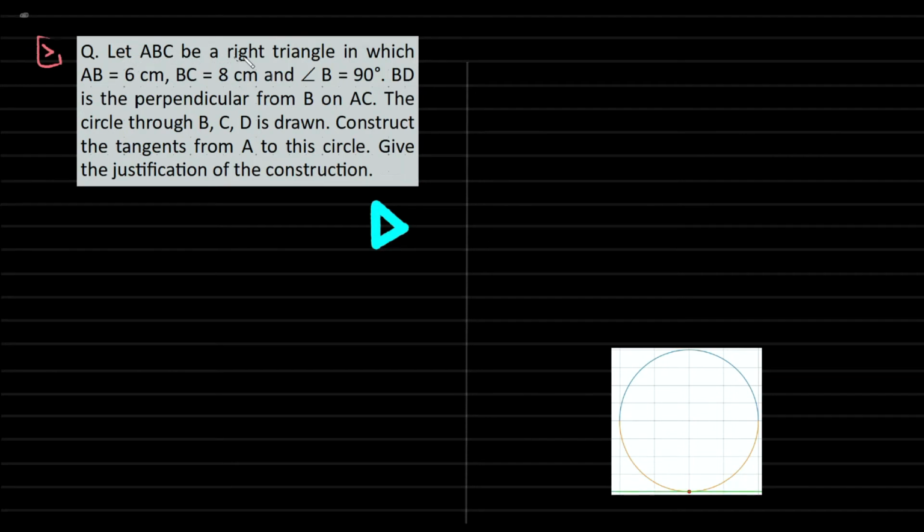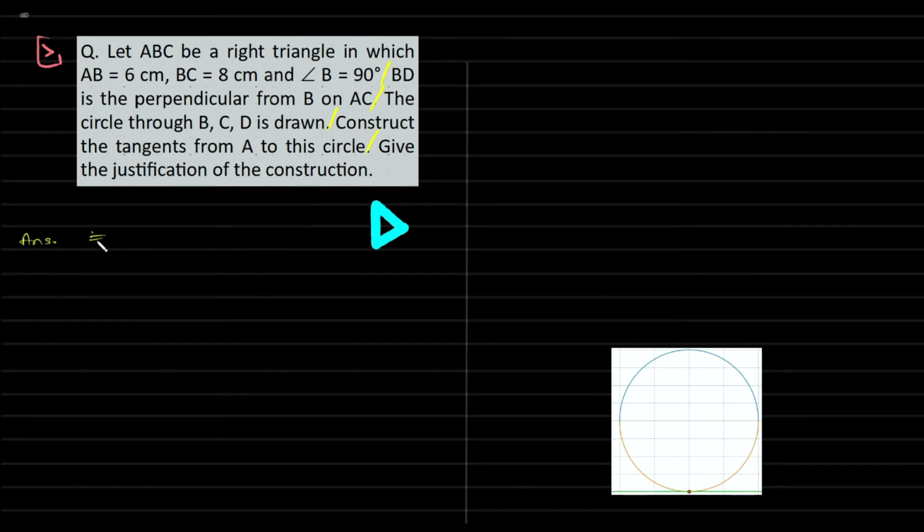Let ABC be a right triangle in which AB is 6, BC is 8 centimeter, angle B is 90. BD is the perpendicular from B onto AC. The circle through BCD is drawn. Construct tangent from A to this circle. Give justification for your construction.